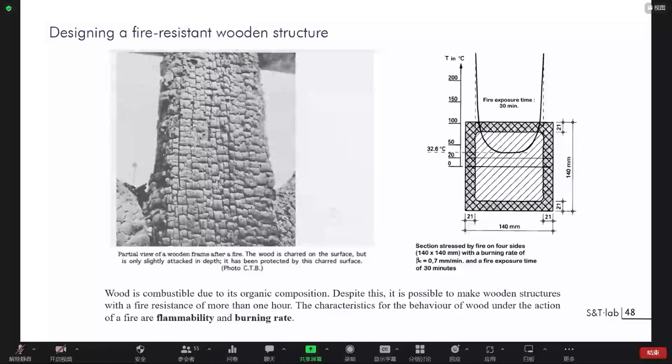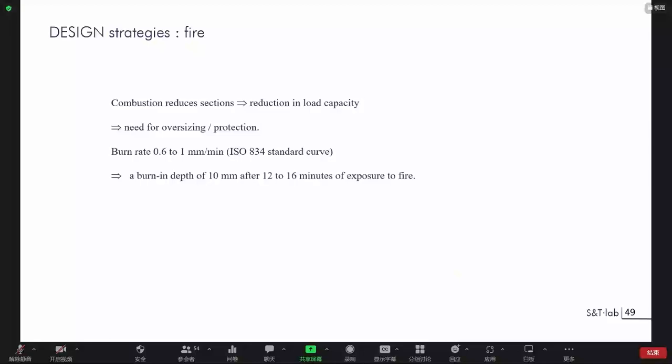And the other fact is that the speed at which this coal is being formed on timber can be precisely defined. So you can just calculate the remaining section, depending on this burning rate. And you are able to calculate very easily what could be the performance in time of timber against fire and against loading. And that's not that easy with steel, for instance, or with concrete.